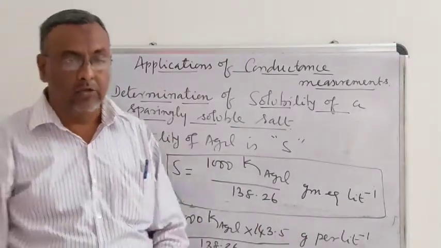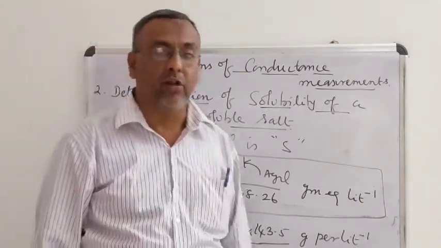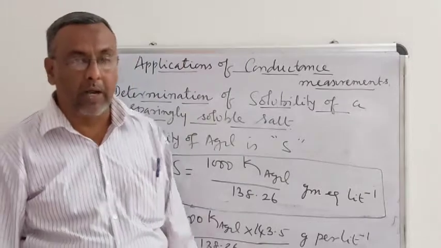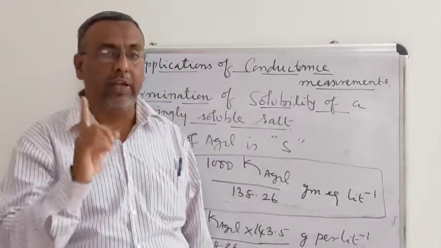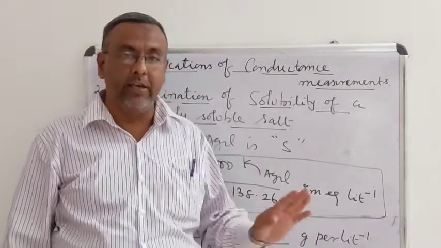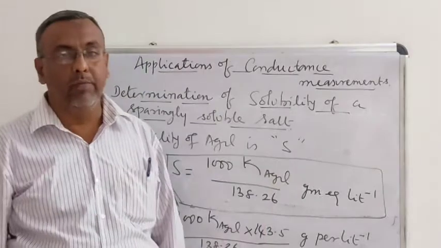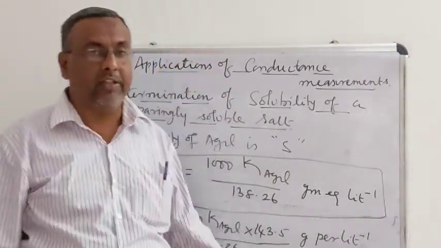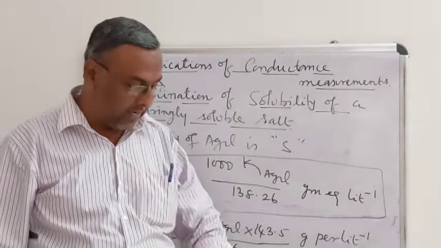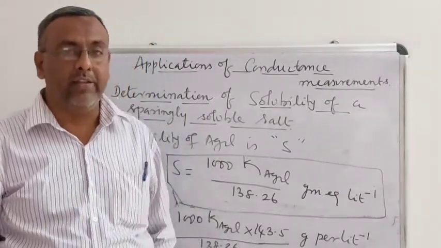So today we have studied two important applications of conductance measurement. Number one, the degree of dissociation of any given weak electrolyte at any given concentration can be calculated. Secondly, the solubility of any sparingly soluble salt can easily be determined by this conductance method. So the remaining topic we will study in the next class.